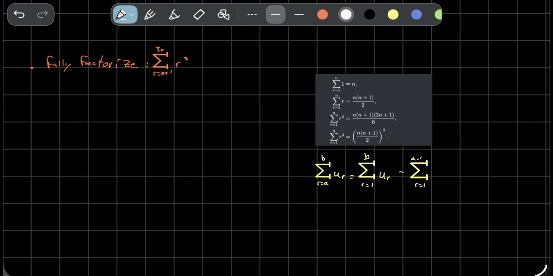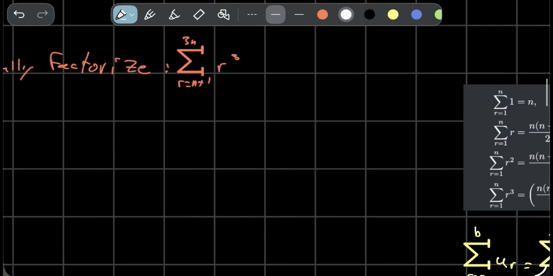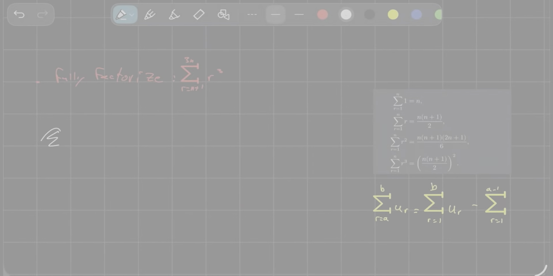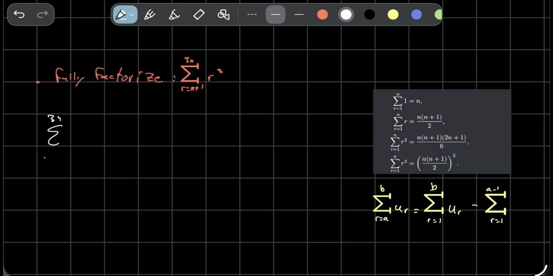Okay, students, we have another example, and obviously since r isn't 1 here, we want to standardize it into 1. So we want to apply this rule first, then one of these. Sigma of r cubed from r equals n plus 1 to 3n equals the sigma of r equals 1 to 3n of r cubed, minus the sigma of r equals 1 to a minus 1, which is here n plus 1 minus 1, which is basically n.